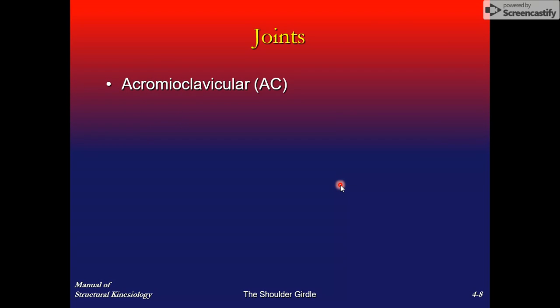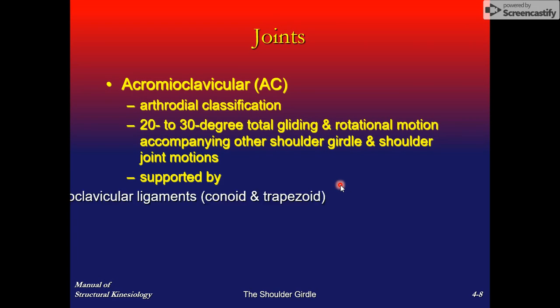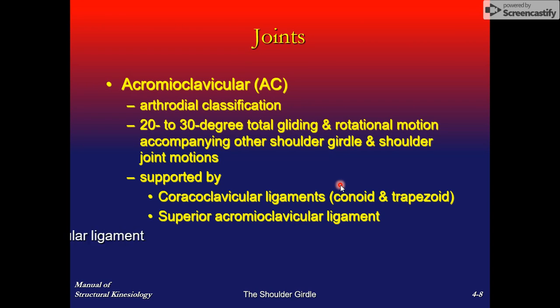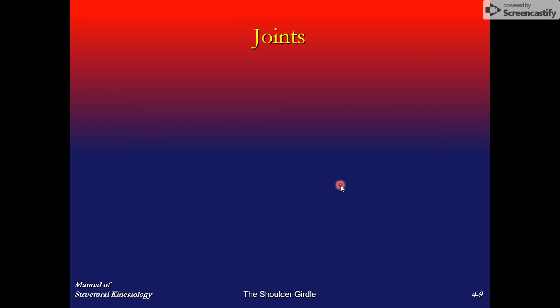The acromioclavicular, also known as the AC joint, has an arthrodial classification, with 20 to 30 degrees of total gliding and rotational motion accompanying other shoulder girdle and shoulder joint motions. It is supported by the coracoclavicular ligaments, the conoid and the trapezoid, and the superior acromioclavicular ligament, also the inferior acromioclavicular ligament. It's most often injured when you fall on your side or something runs into you.